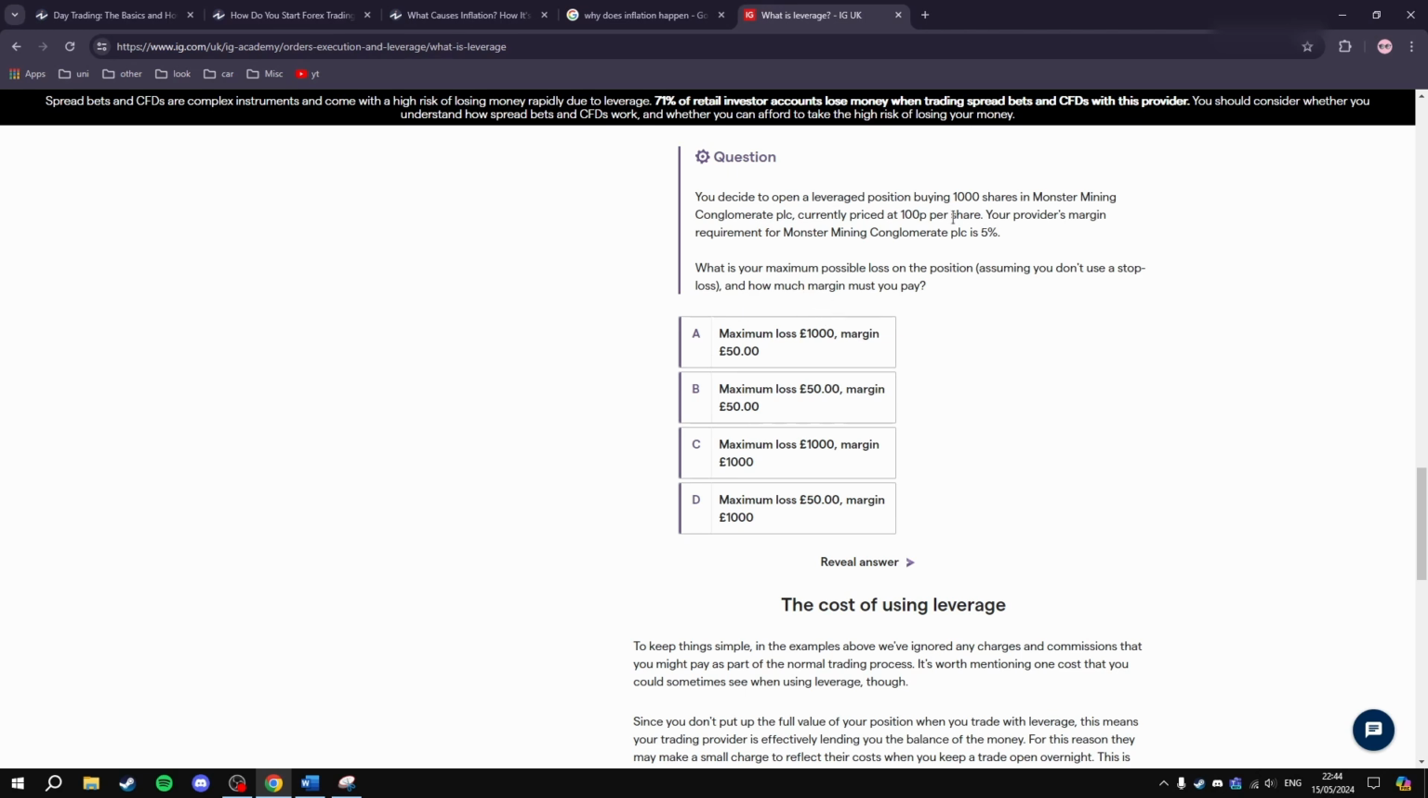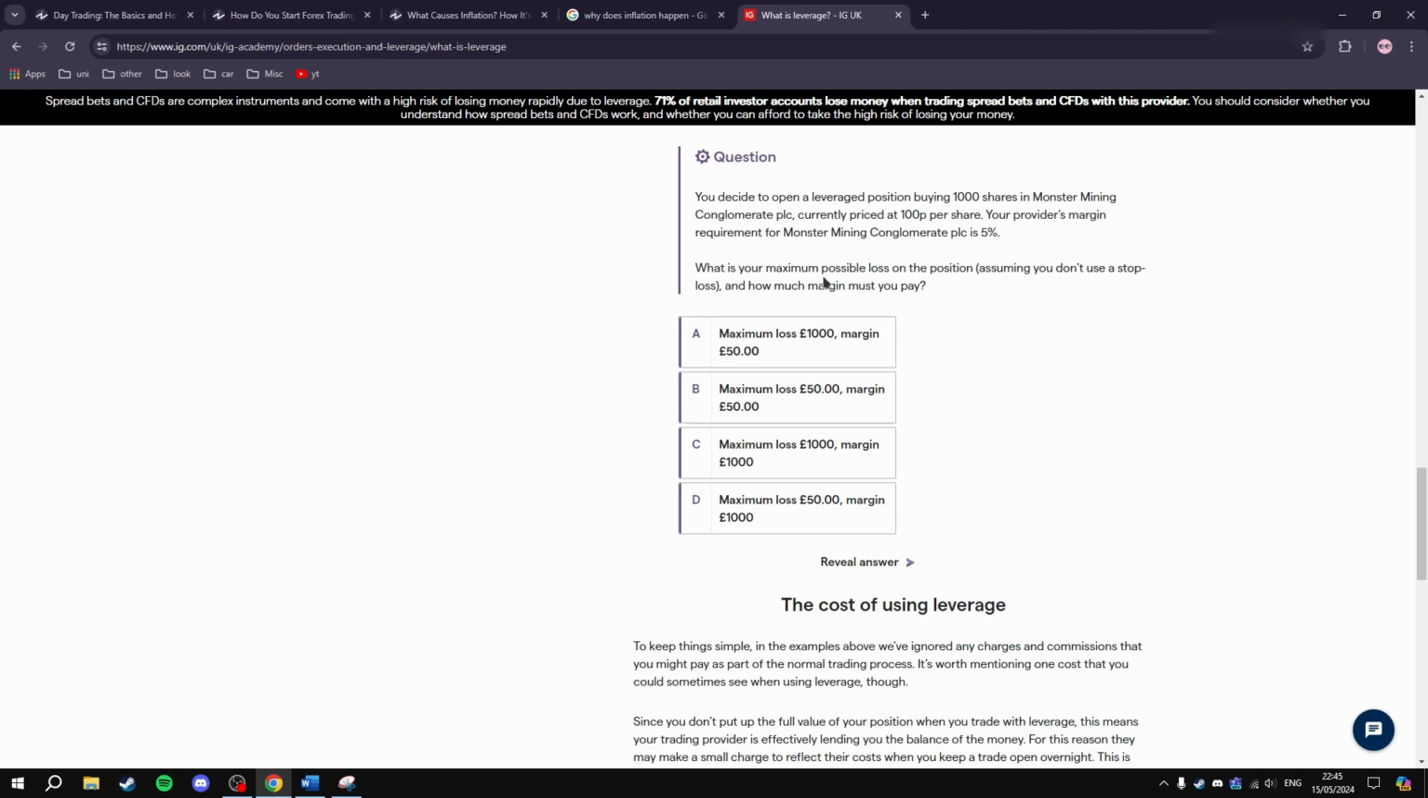So margin is easy to work out. 1,000 shares at 100 pence per share. Let me get a calculator out. 1,000 times 100 is 100,000, times 0.05. So 5,000 is the margin. Oh no, 5,000 pence is the margin, divided by 100, £50 margin.